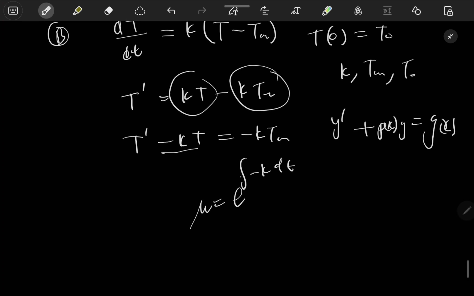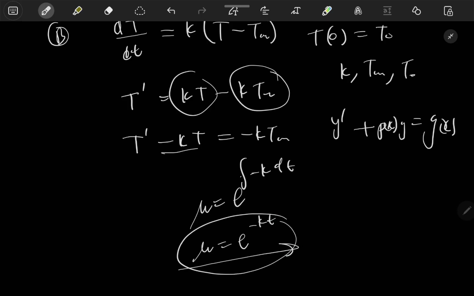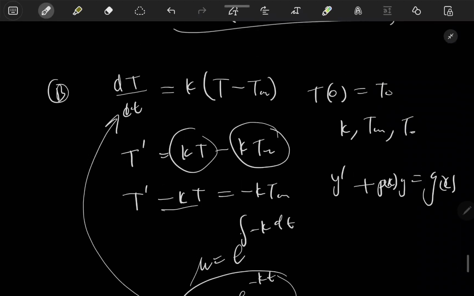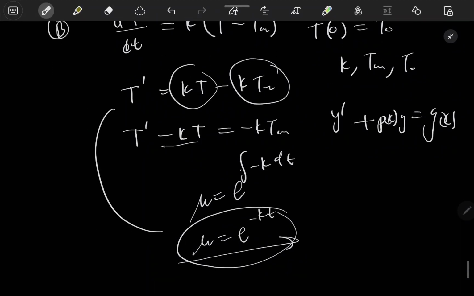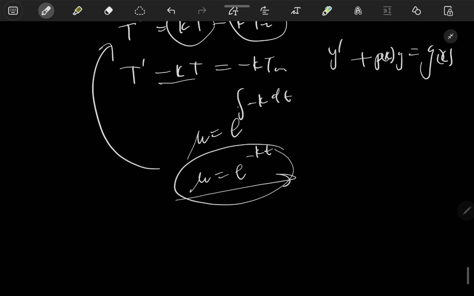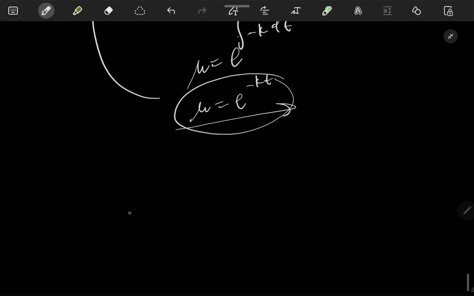Then from then, if I integrate here, I can find that this will be equal to negative k t. This is my integration factor. What do I do? I multiply our function by my integration factor. If I do, I get something that looks like e^(-kt). Let me call this T prime, minus T e^(-kt), is equal to negative k Tm e^(-kt).